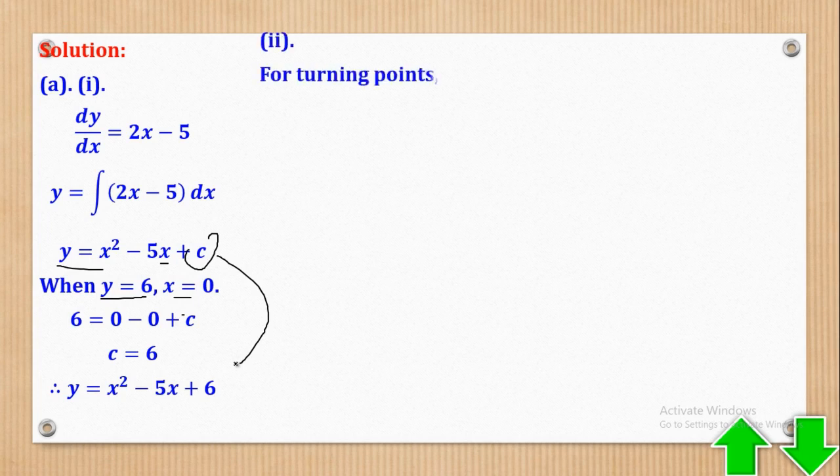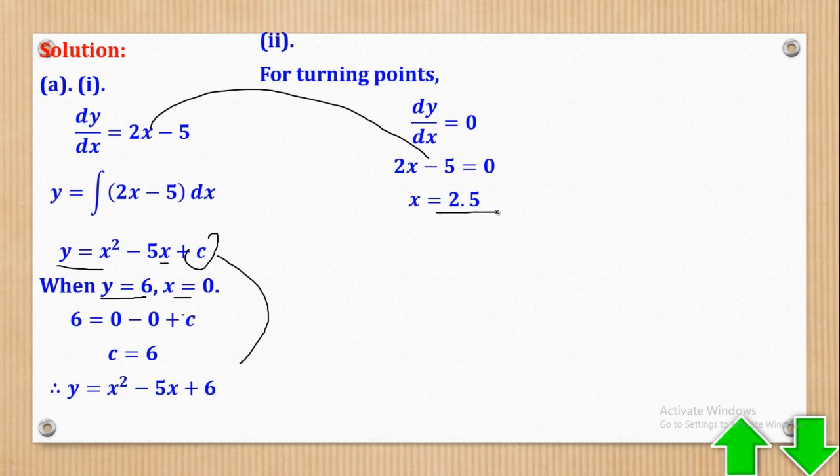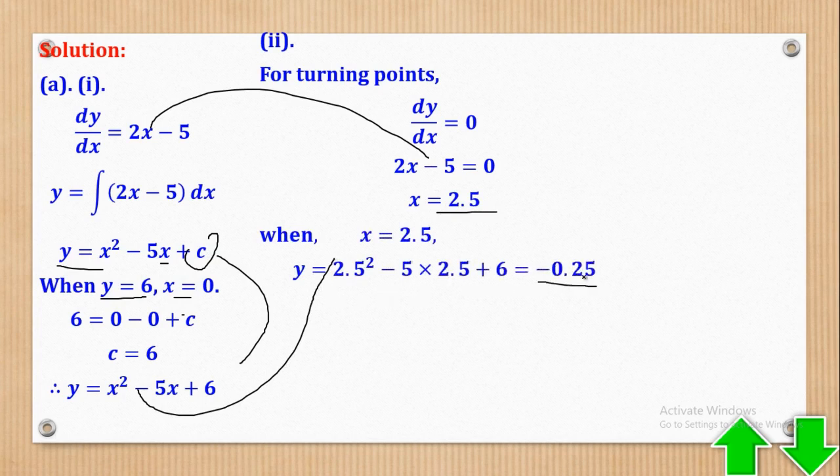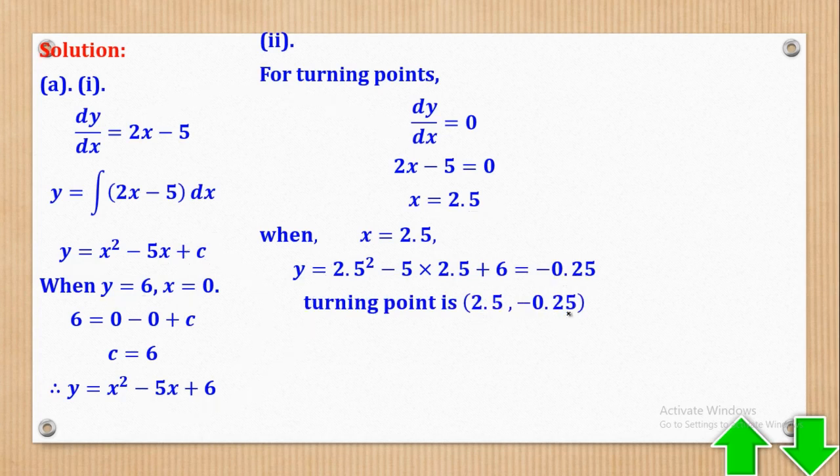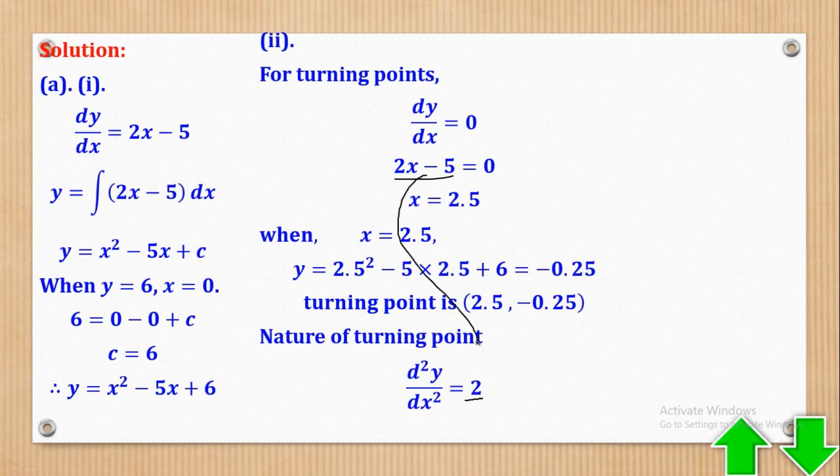For Roman 2, for turning points, dy dx is equal to 0. So I'll get this dy dx and equate it to 0 to get the corresponding value of x. Then the corresponding value of y will be got from this equation, and that will be negative 0.25. Therefore the turning point is 2.5, negative 0.25. Then for the nature, I have to differentiate the second time. Differentiating the second time, I get positive 2. Because it is positive, it implies that this turning point is a minimum.